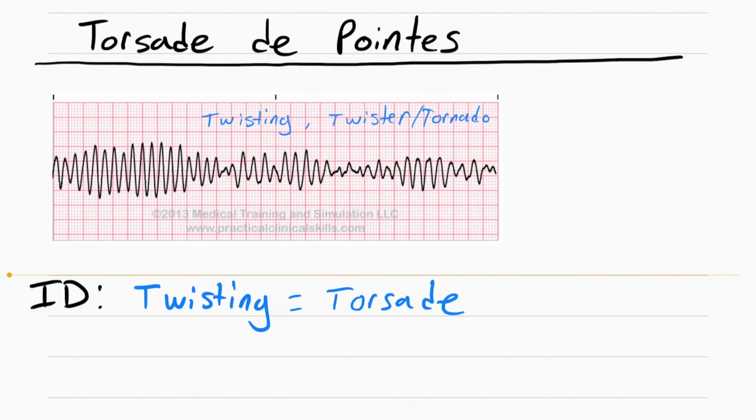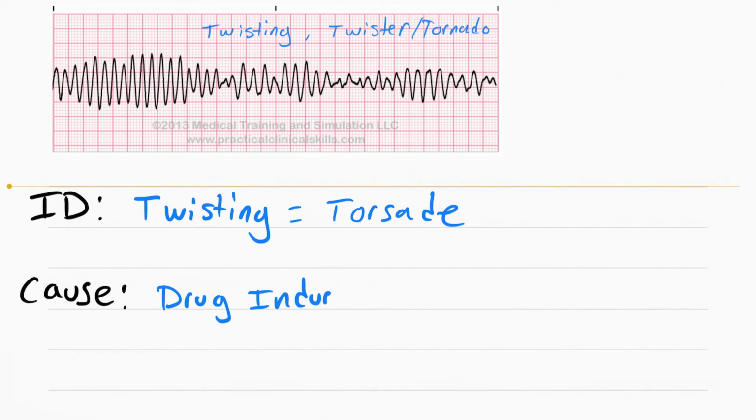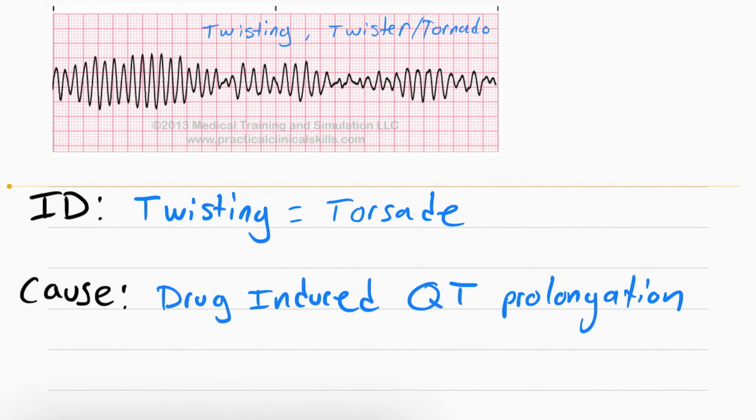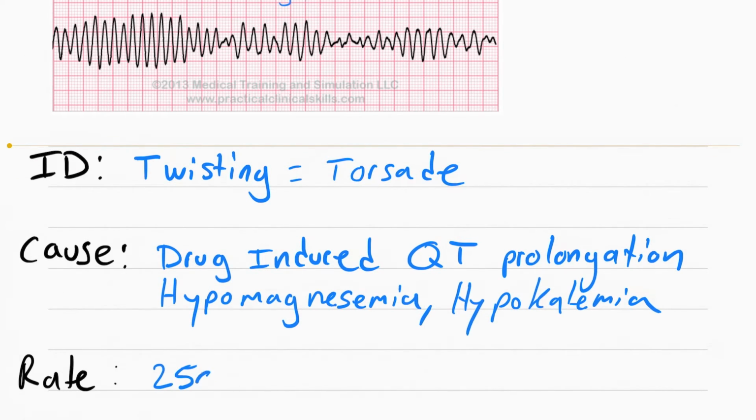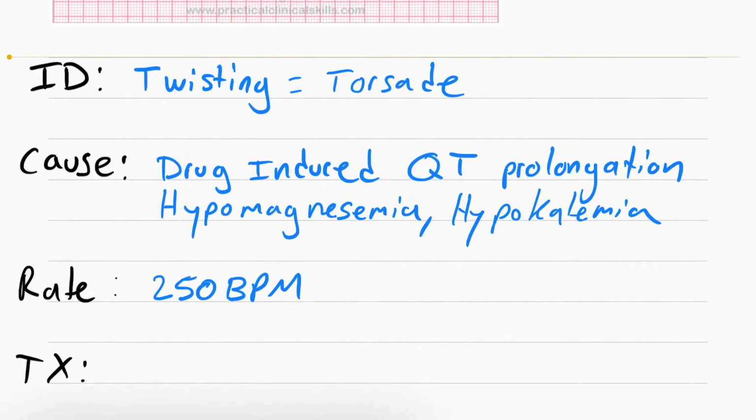Now, the most common reason why torsade happens is because of QT prolongation, specifically drug-induced QT prolongation. This means the QT interval is prolonged because of drugs, but it can also be caused because of hypomagnesemia and hypokalemia. The rate is very fast, 250 beats per minute, and we definitely want to treat this because this can turn into ventricular fibrillation. Now, the treatment is going to be magnesium sulfate.